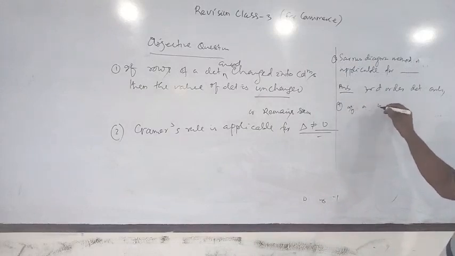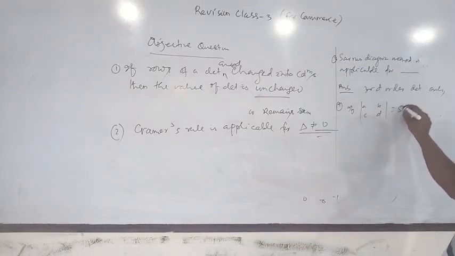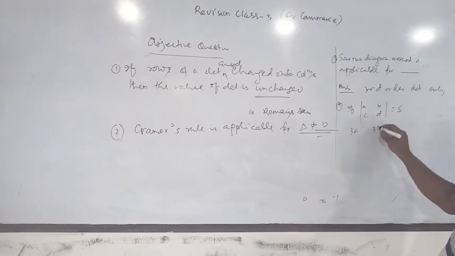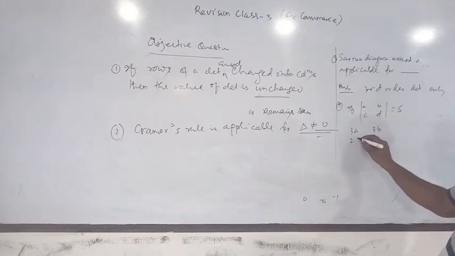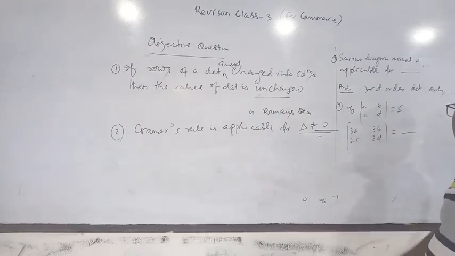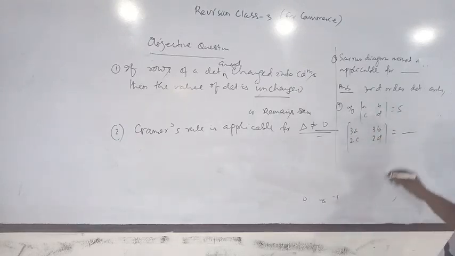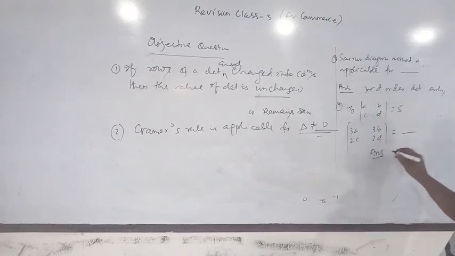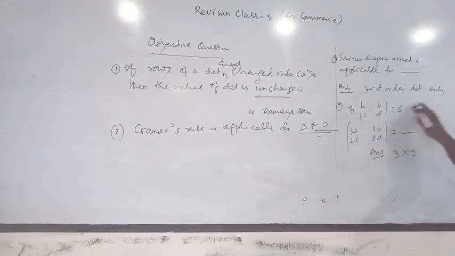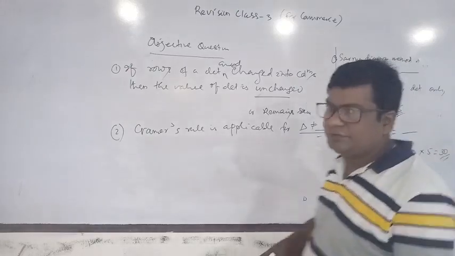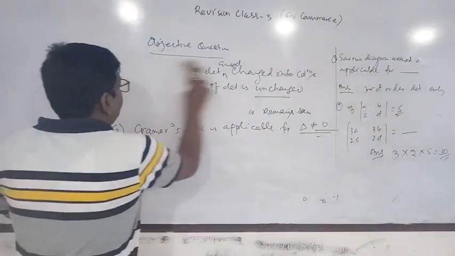If the determinant |A B; C D| is equal to 5, then the determinant |3A 3B; 2C 2D| is equal to dash. Same thing. Row 1 is multiplied by 3 and row 2 is multiplied by 2, into the value of the determinant. So 3 into 2 into 5 is equal to 30, which is the answer. Another question.